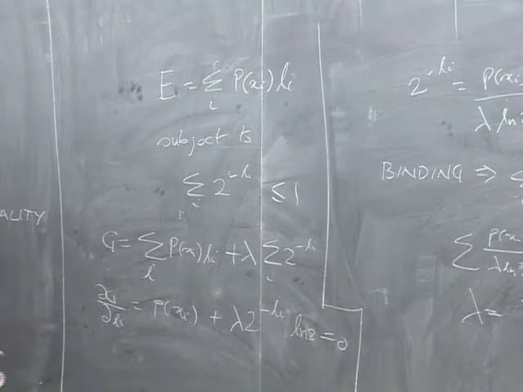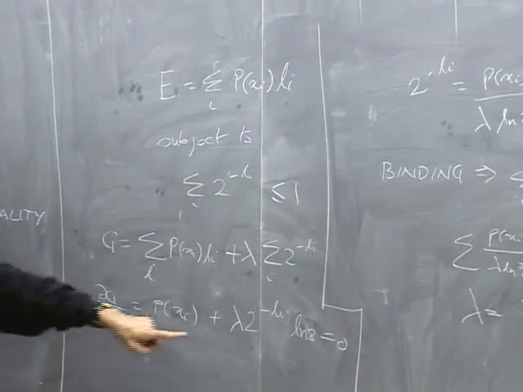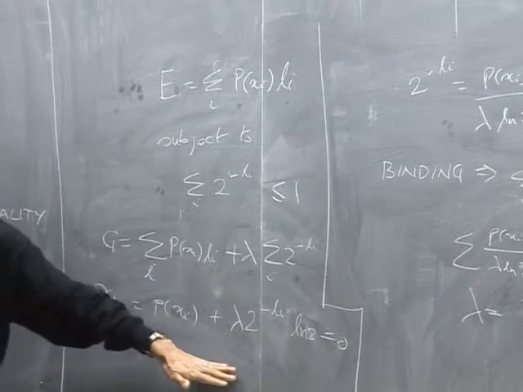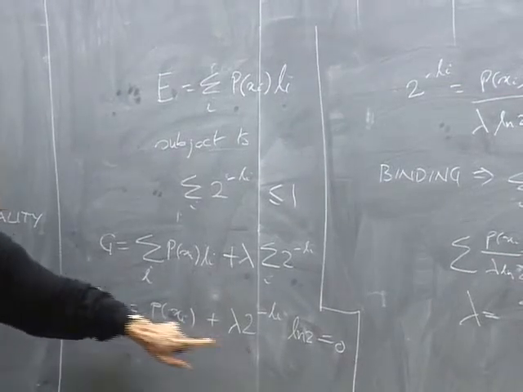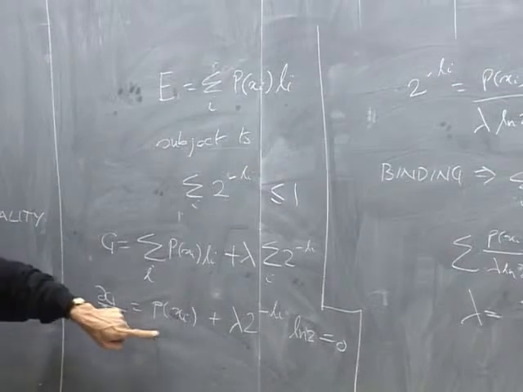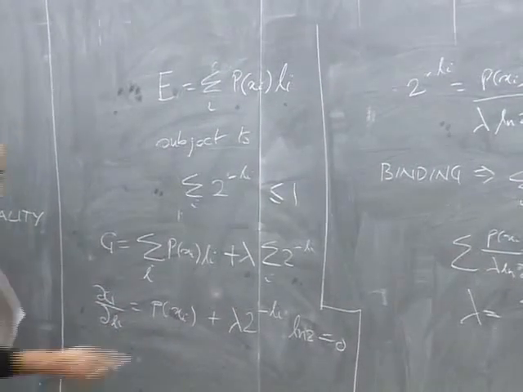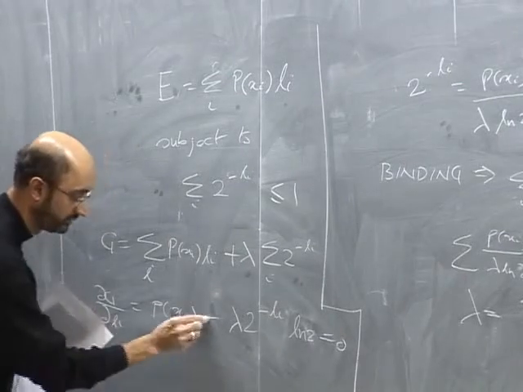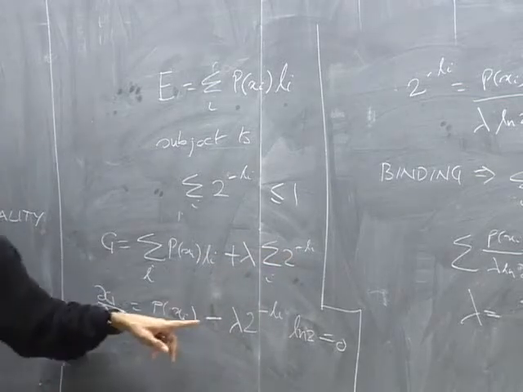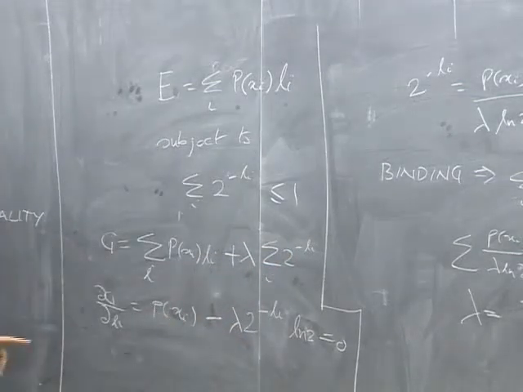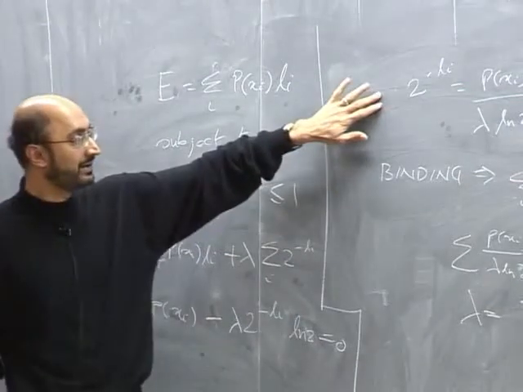It's an optimal point, could be maximum, minimum. In this case, it turns out to be the minimum point. And the partial derivative is this, and we set that to 0. By doing that, we immediately get 2 to the li is going to be p(xi) over lambda ln2. I'm missing a negative sign somewhere. There's a minus over here. Okay, because it's 2 to the minus li, so I get minus over there because of that. So from here, I straight away get 2 to the minus li is this.